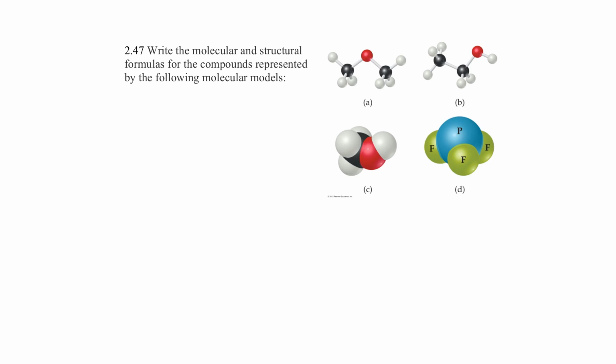So we have a couple different models here. The top two, A and B, are ball and stick models. Usually, conventionally, black is representing carbon, red is representing oxygen, and white is hydrogen. It's the same with B. C and D are not different types of chemistry.